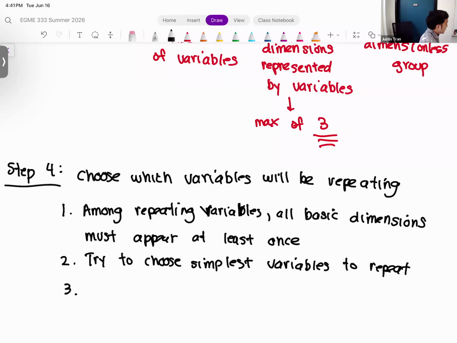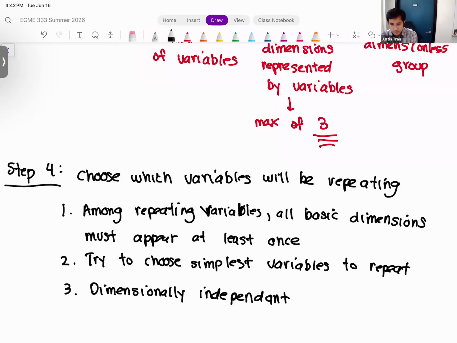Number three, the variables that you choose must be dimensionally independent from each other. So you can't pick two variables that are both a length. You'll see in the next example we do after this, there's going to be multiple length dimensions, and so don't pick two length variables just because they're both length, since they're not going to really help you make dimensionless groups.